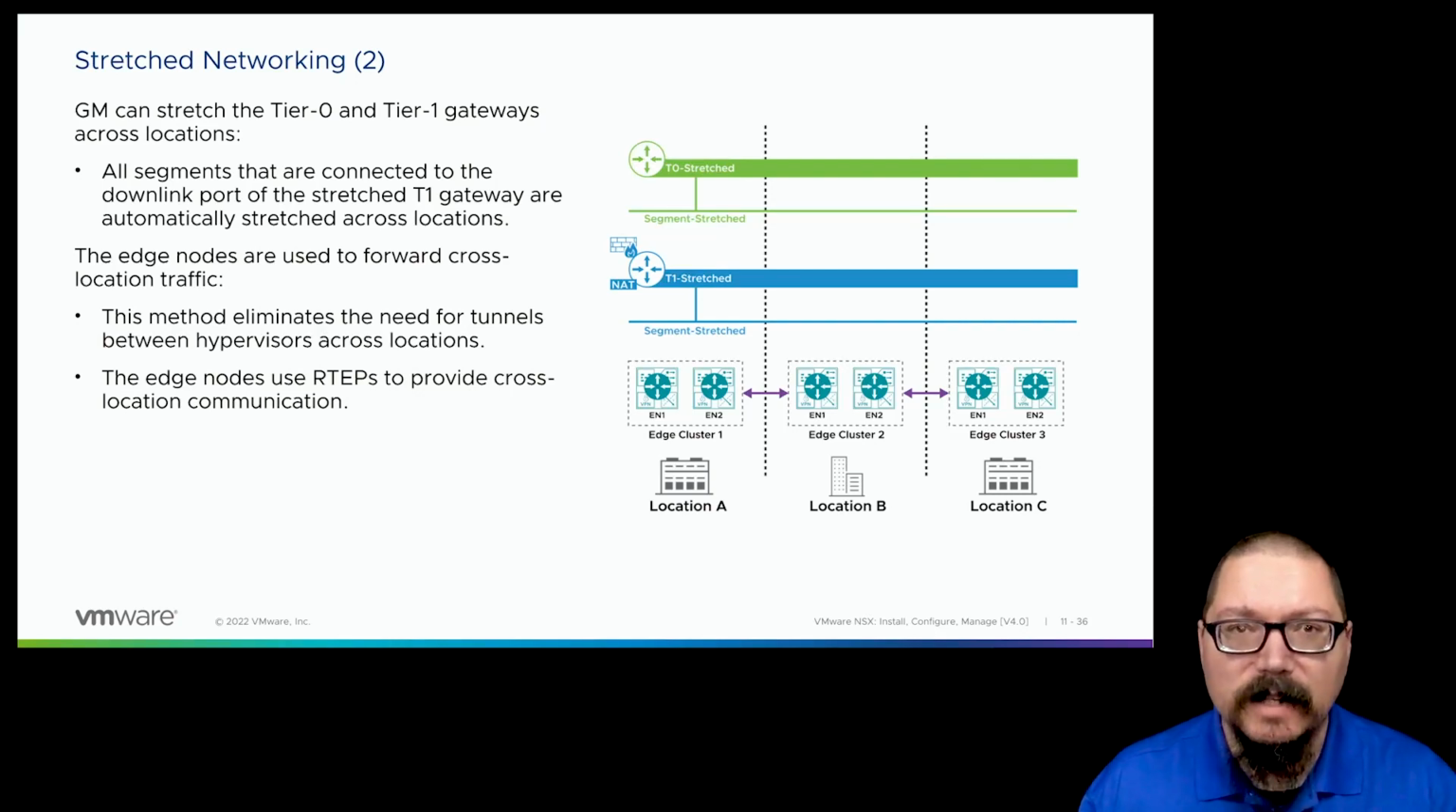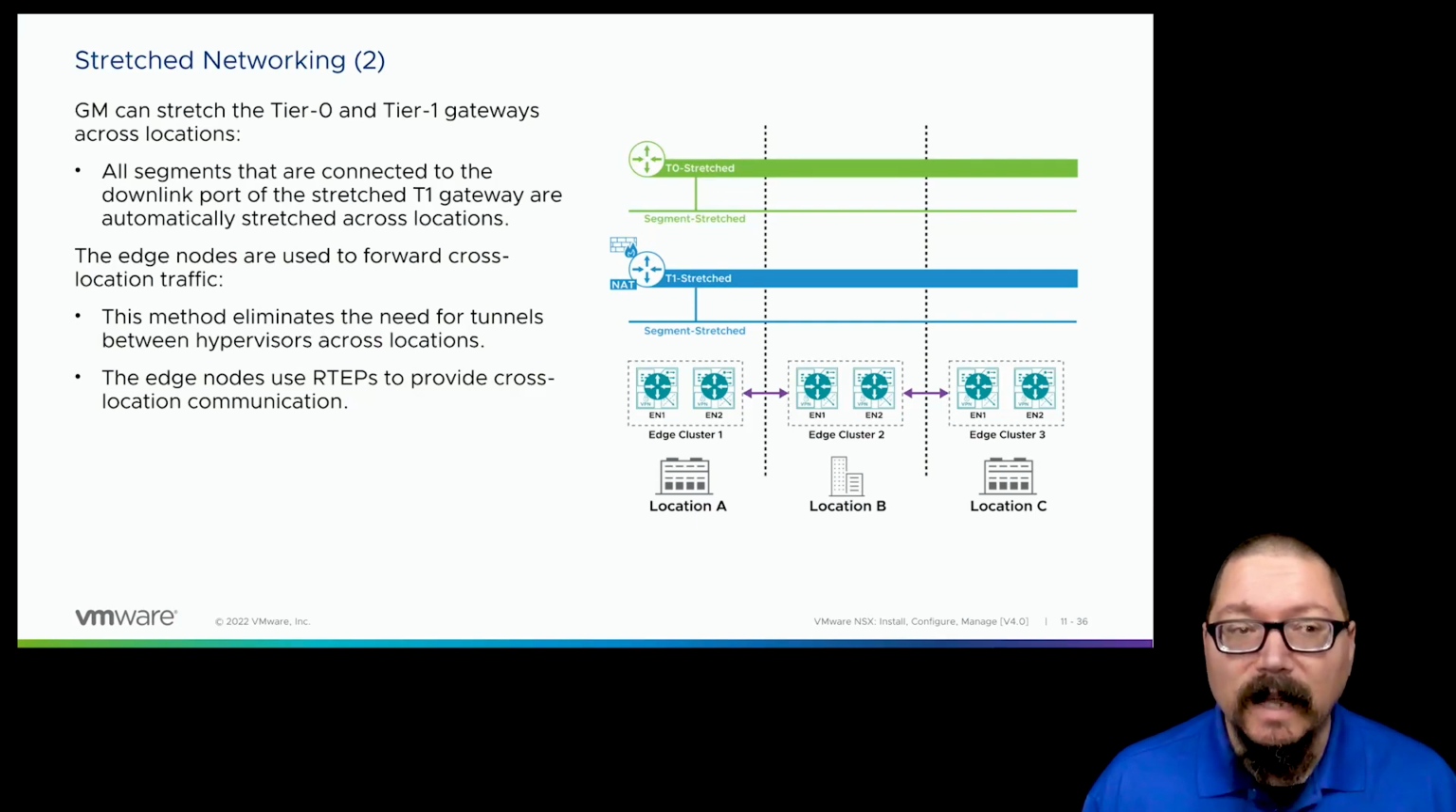And attaching a segment to a stretched gateway will automatically stretch that segment to equal the span of that gateway. So here I've got T0 and T1 stretched gateways. Those both span locations A, B, and C. Well, when I attach a segment to the Tier 1 gateway, or I attach a segment to the Tier 0 gateway, those segments automatically get stretched across locations A, B, and C because their attached gateway is stretched across that span.